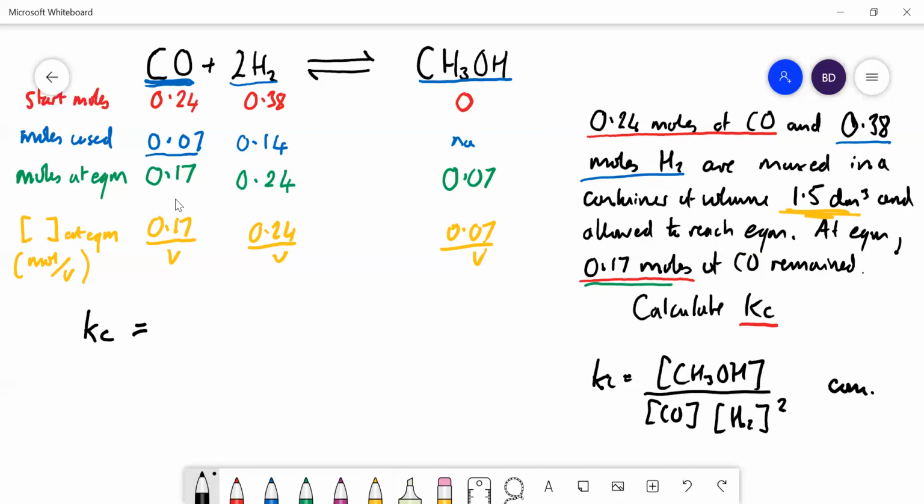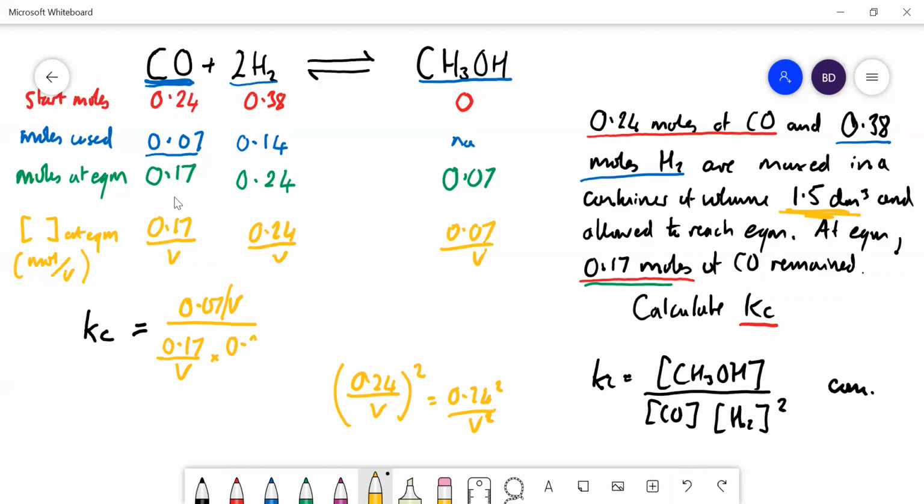So the concentration of methanol is going to be 0.07 over V, divided by the concentration of carbon monoxide, so that's 0.17 over V. And then we've got to remember to square this whole thing. We'll square the whole thing. So that's going to be 0.24 over V squared. So if you remember, that's going to be equal to 0.24 squared over V squared. I'm going to put that into the equation. So 0.24 squared over V squared. Now we can cancel some of those V's out. I'm going to get rid of that V there, that one, and that one can go, can't they? So let's rub them out.